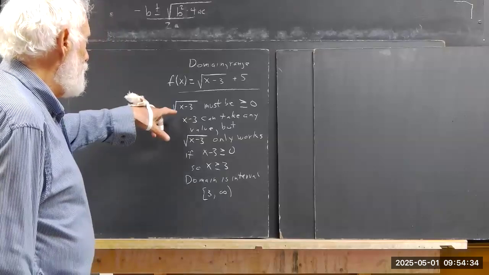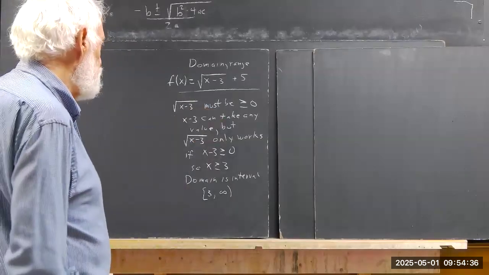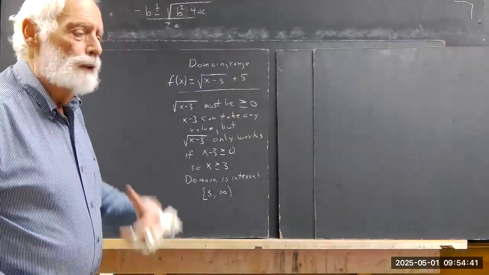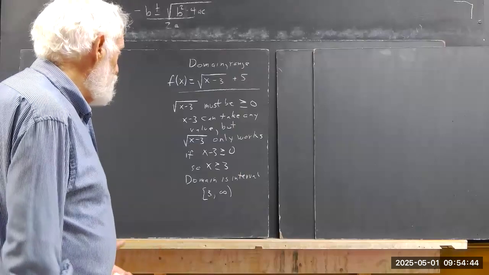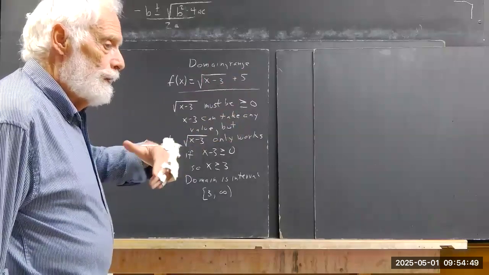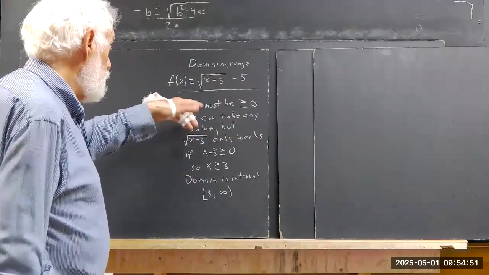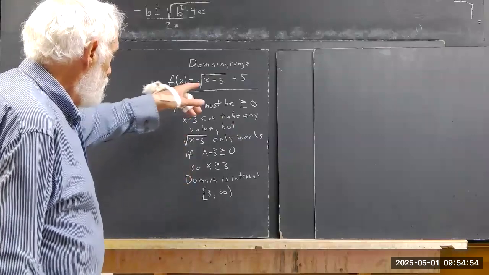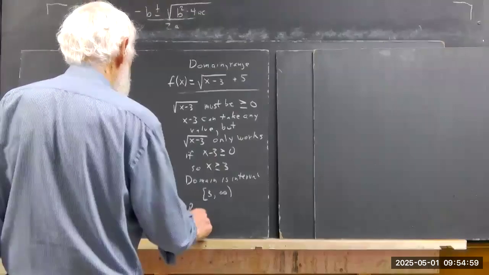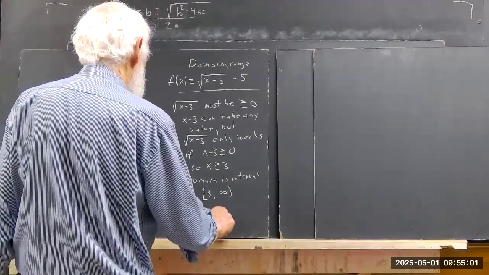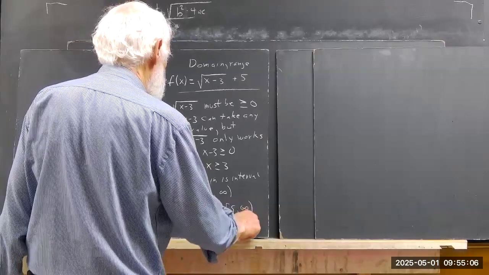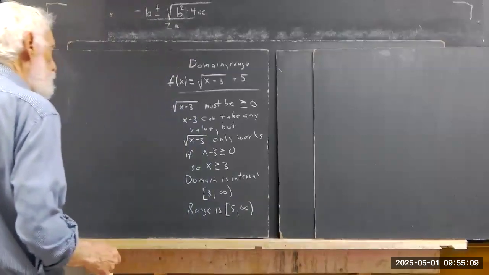Now the range. x minus 3 has to be greater than or equal to 0. So when we add it to 5, the result has to be greater than or equal to 5, since the square root can take the value 0 and any number greater than 0. When we add 5 to it, we can say that the range is [5, infinity).